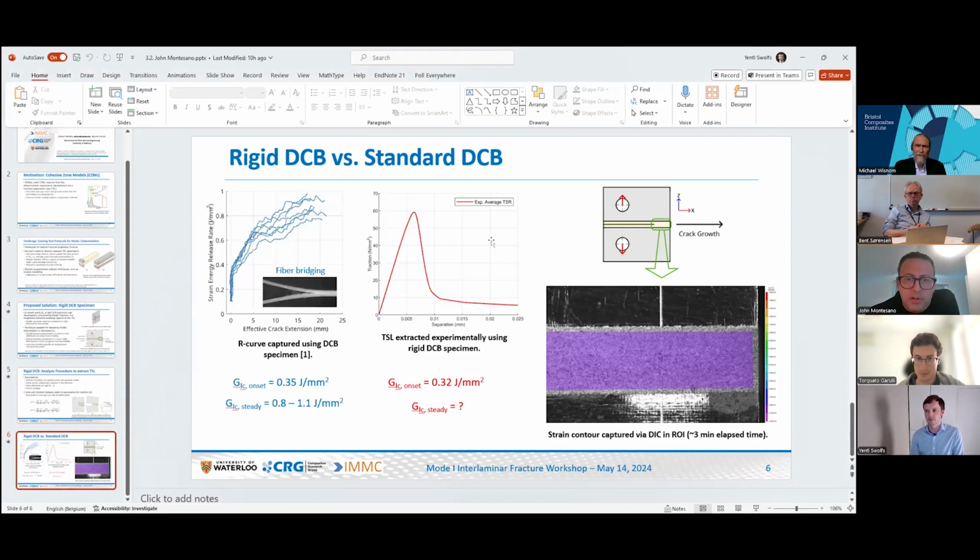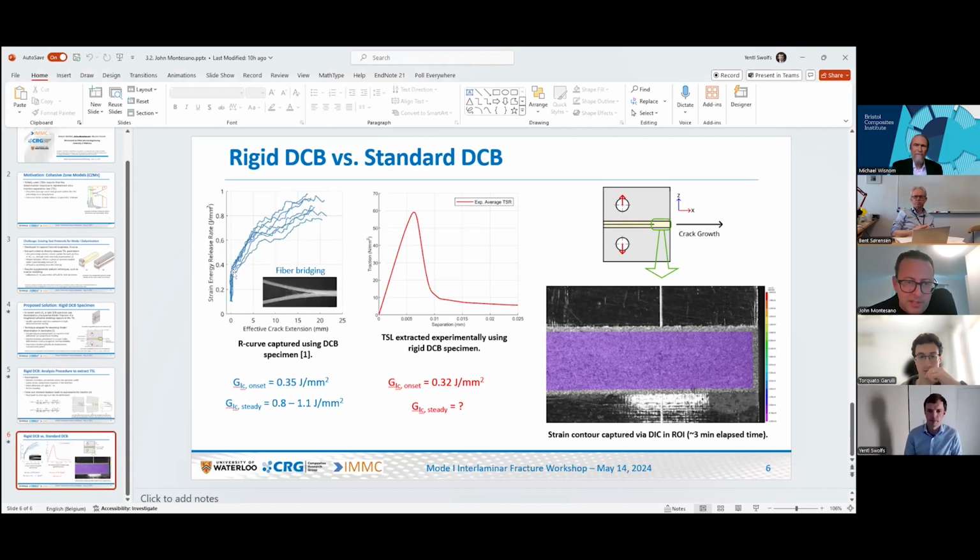Not the R curve, of course, right? And what we see on the bottom of that is G1C onset. So that would have come from the R curve, but effectively corresponds to the onset of the peak traction in the traction separation law. So don't you want the traction separation law, which includes the effect of the bridging? Correct. And this traction separation law does.